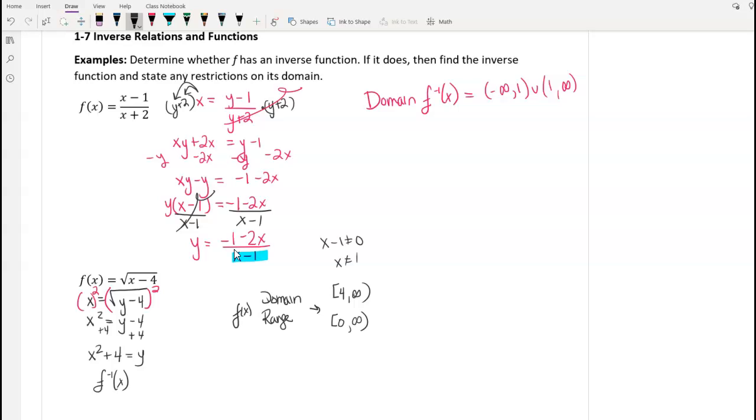Well, if you think about it, if we're interchanging our independent and dependent variables to find the inverse, you also switch the domains and ranges. So now they flip-flop. 0 to infinity is the domain, and the range is 4 to infinity. Easy peasy, right?